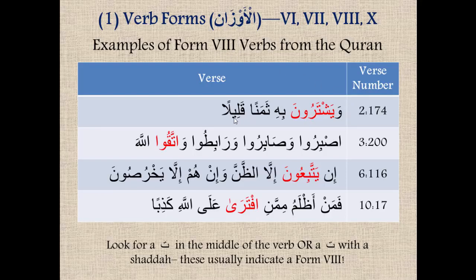وَيَشْتَرُونَ بِهِ ثَمَنًا قَلِيلًا. The verb اشترى يشتري is a form 8 verb. اصبروا وصابروا ورابطوا واتقوا الله, part of the last ayah of Ali Imran, as a command form. This is a form 8 verb. إِنْ يَتَّبِعُونَ إِلَّا الظَّنَّ وَإِنْ هُمْ إِلَّا يَخْرُصُونَ. يَتَّبِعُونَ, to follow, form 8 verb. اتَّبَعَ يَتَّبِعُ, al-ittiba'. And from Surah Yunus, فَمَنْ أَظْلَمُ مِمَّنِ افْتَرَى عَلَى اللَّهِ كَذِبًا. Iftara, which means to invent or to fabricate, also a form 8 verb.